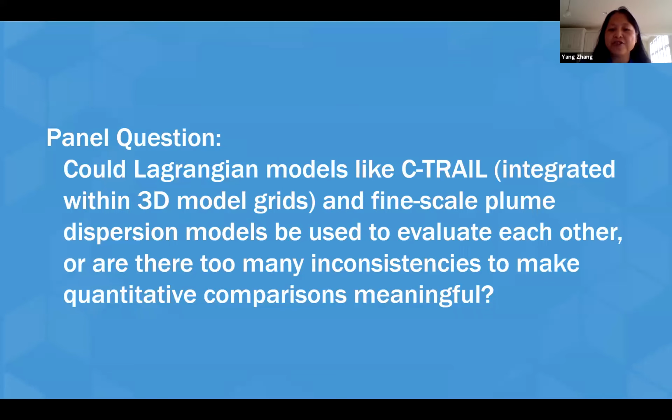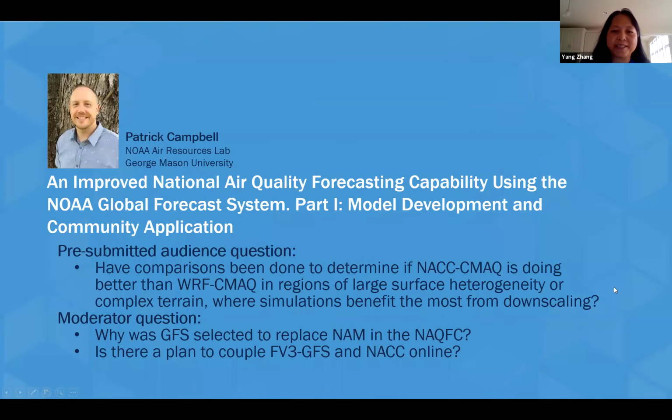Could Lagrangian models like C-trail and the fine scale plume dispersion model discussed by the first two speakers be used to evaluate each other, or are there too many inconsistencies to make quantitative comparison meaningful? So I'd like to come back to this in the panel discussion if we get time at the end. And this is the question for everybody to think about.